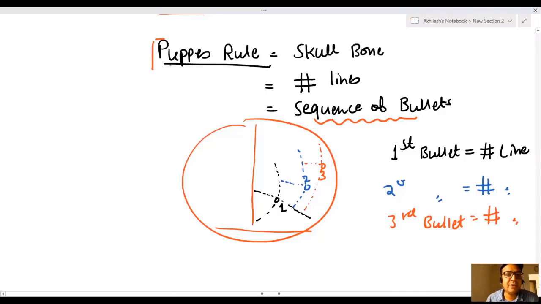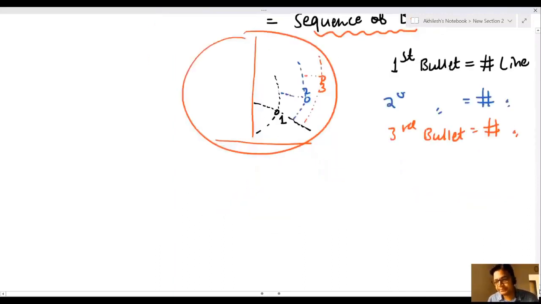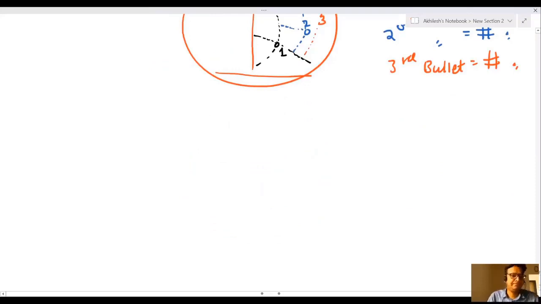What is the name of this rule, my dear friend? बोलो क्या नाम इसका? Puppe's rule.